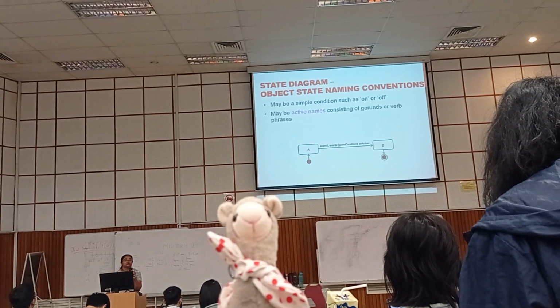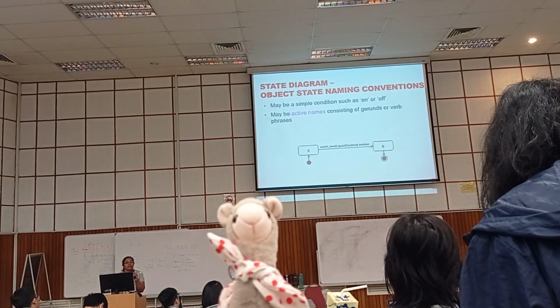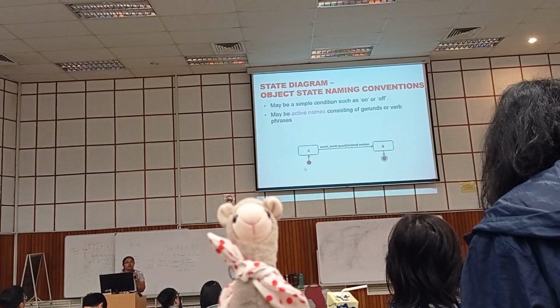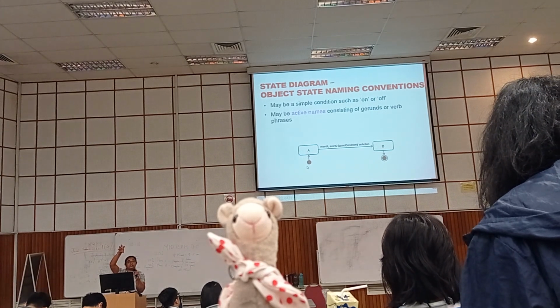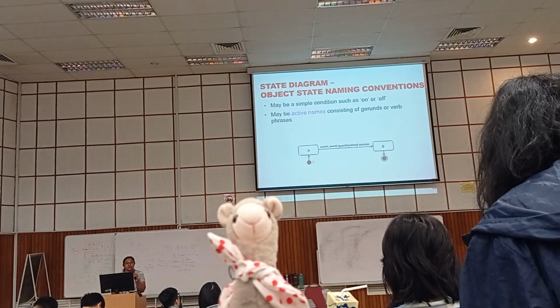You understand or not? Okay, so now let's look at this. For a state chart diagram, you must have a start. Always start. Because the state is going to change from one to another, you must show the start, where it is starting.